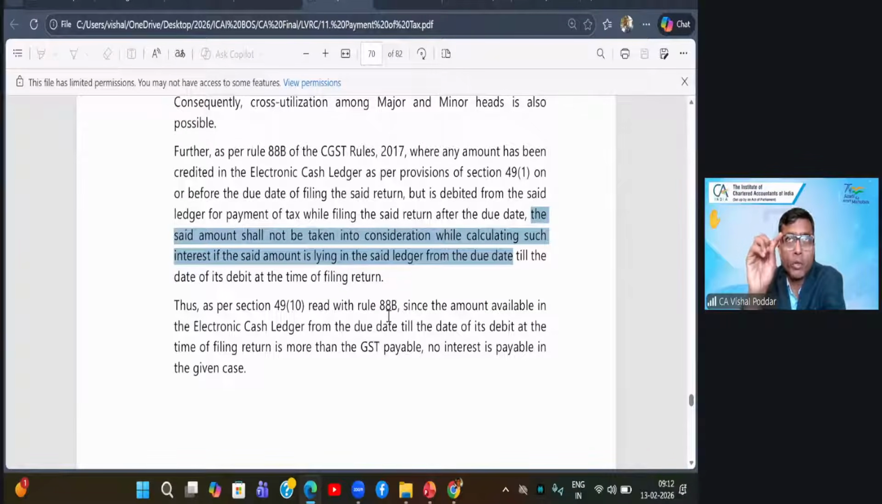And that is where what you'll have to do is first shift the cash ledger balance all to the CGST and SGST tax, to find out the total amount of cash ledger which you have to reduce from that 75,000 liability.